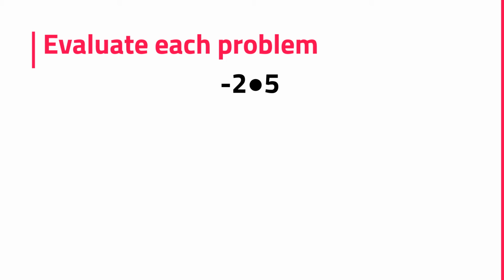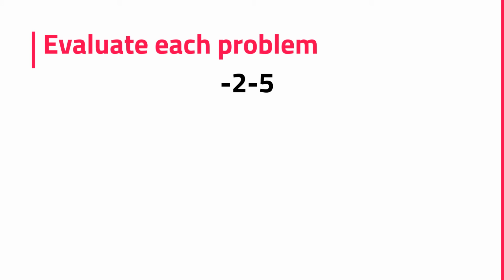-2 times 5. Okay, numbers first, right? That should be easier. 2 times 5. And then a negative times a positive is always different, so it's going to be different. -10.